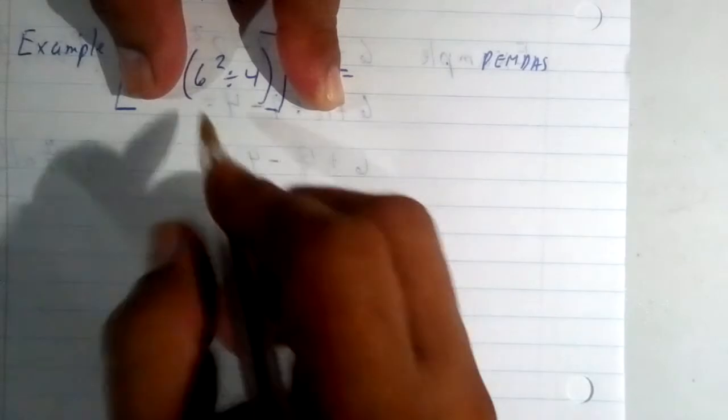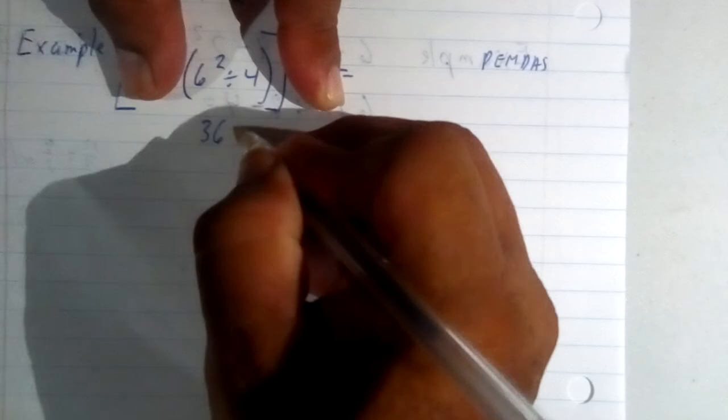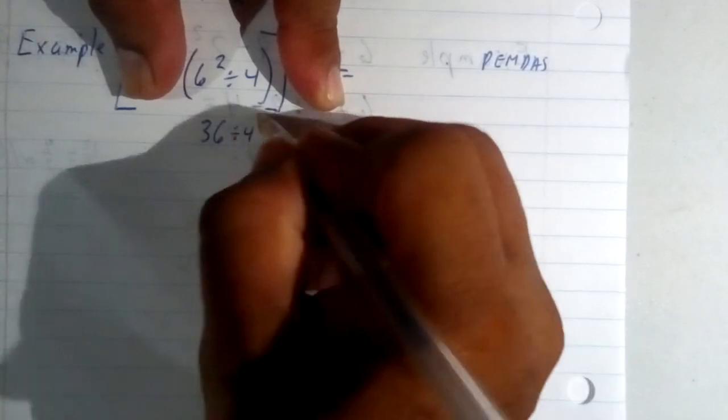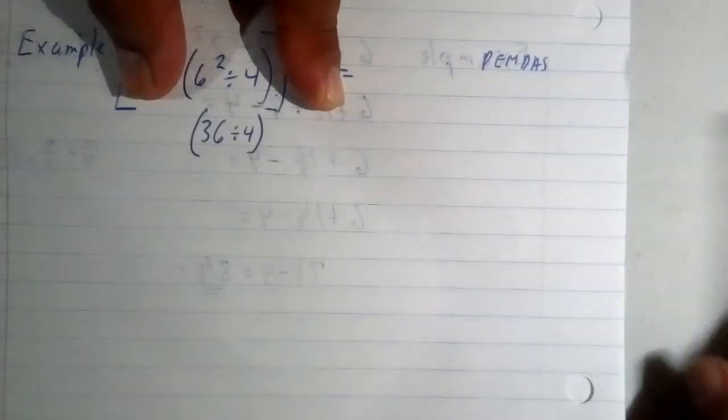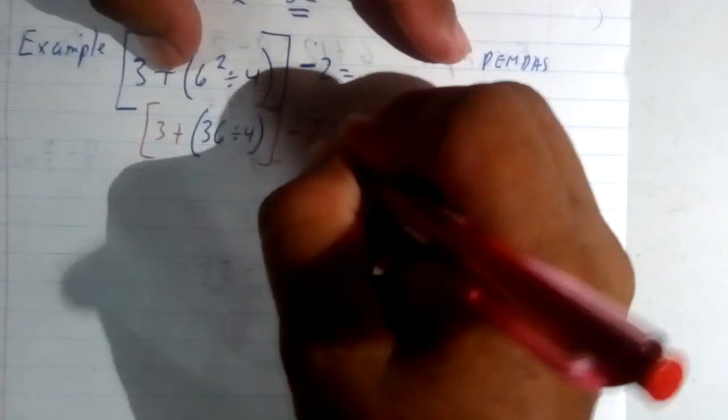So how do you work this out? Well, we say 6 squared. 6 squared is going to give us 36 divided by 4. We are keeping that piece there. I'm going to write the rest in red so we can see what we are working at this time. Whatever is in red, we are not touching yet.